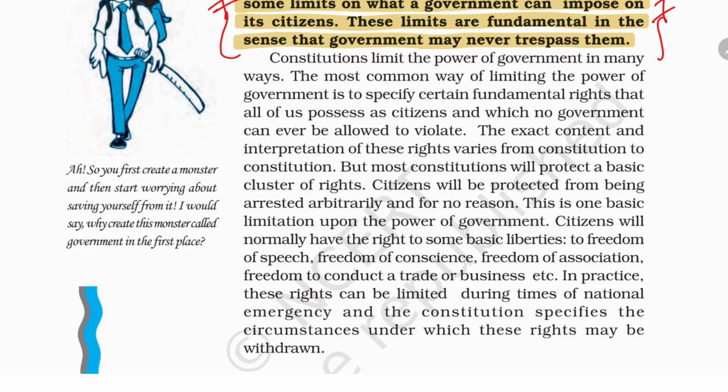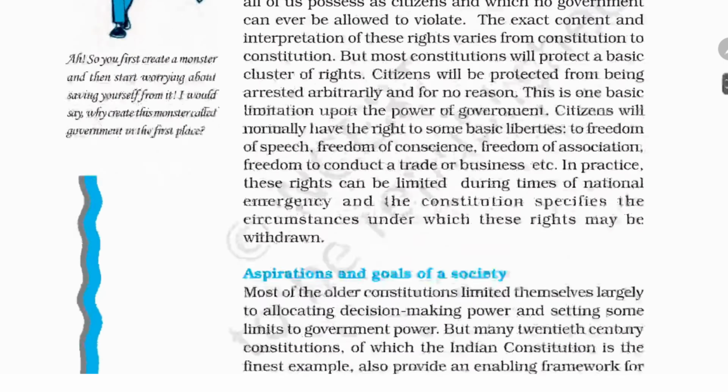Citizens will normally have the right to some basic liberties: freedom of speech, freedom of conscience, freedom of association, freedom to conduct a trade or business, etc. In practice, these rights can be limited during times of national emergency, and the constitution specifies the circumstances under which these rights may be withdrawn.